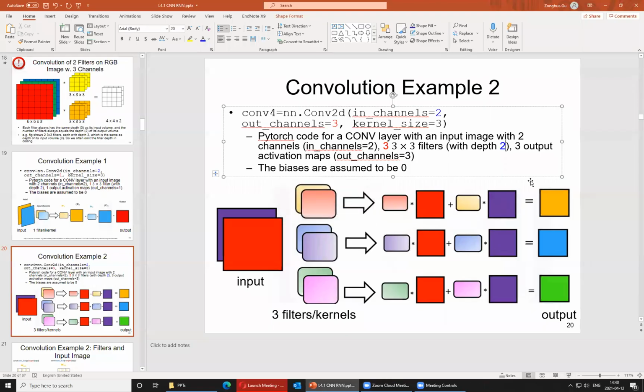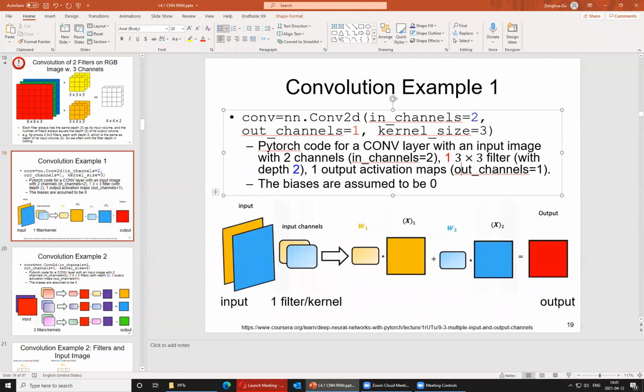Yeah, these numbers should be red. One should be red.